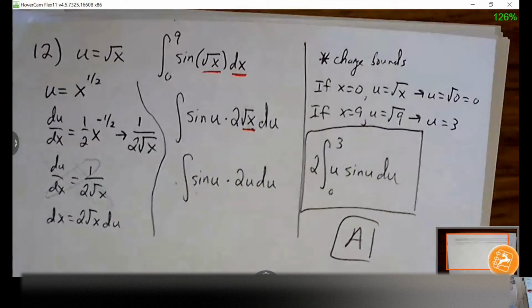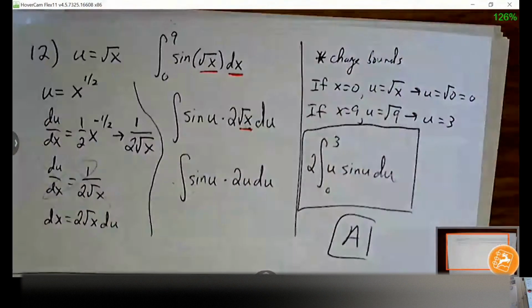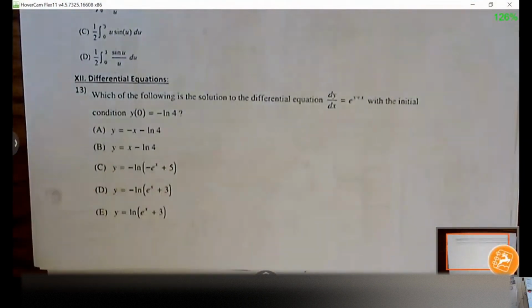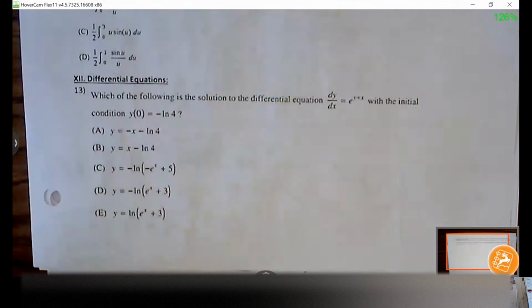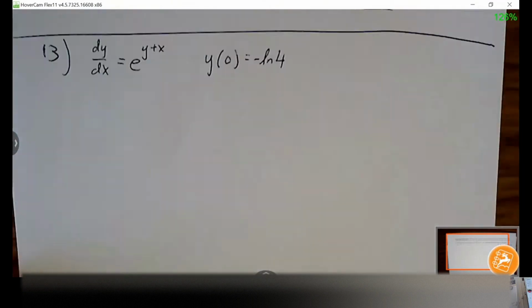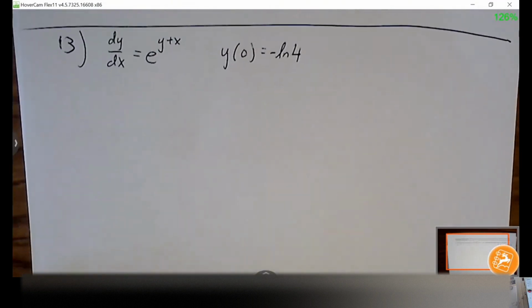All right, so let's do one last one. We'll do a differential equation, number 13. Ordered pair, 0, negative natural log. All right, so we're going to go through all the steps like we've done before with differential equations.